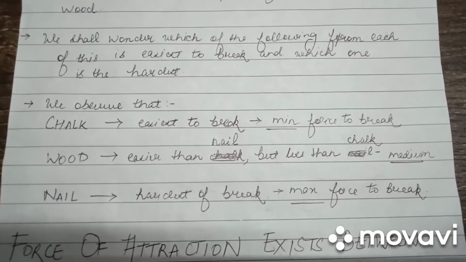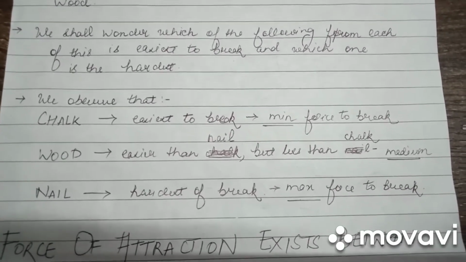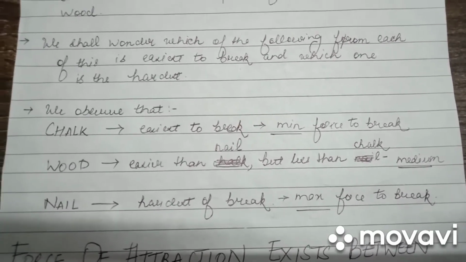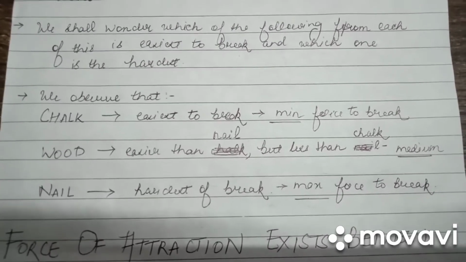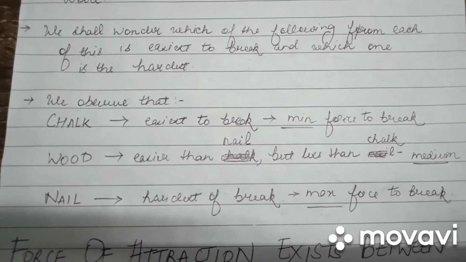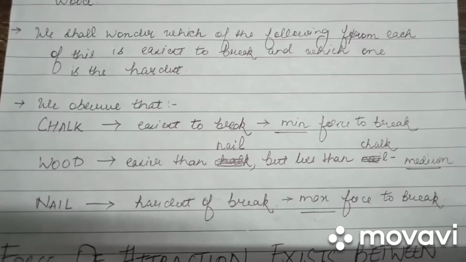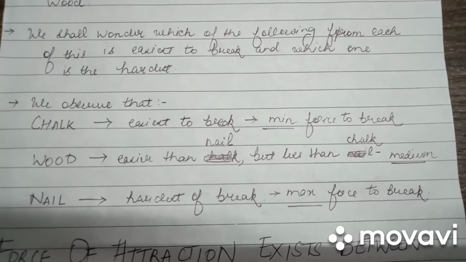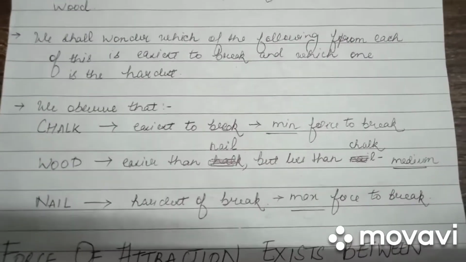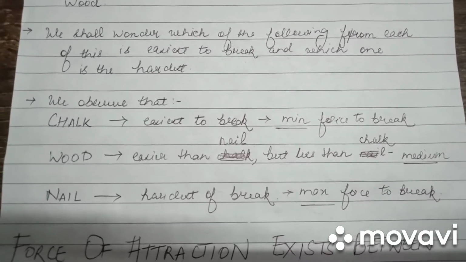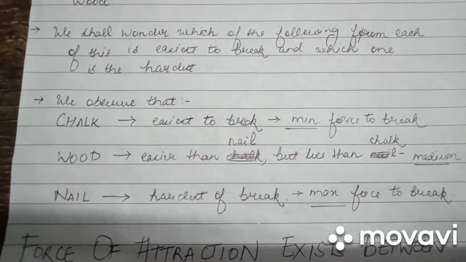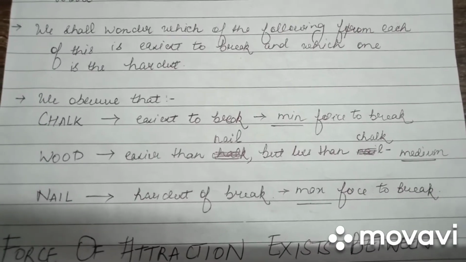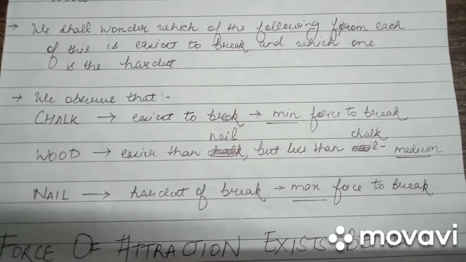What can be concluded from these three? Minimum amount of force was required to break the chalk, a little more force was required to break a piece of wood, but the maximum amount of force was required to break the nail. This suggests that forces of attraction exist between particles. In this case, forces of attraction between particles of chalk were far less than the force of attraction between particles of wood and nail, as a result of which chalk was easiest to break.